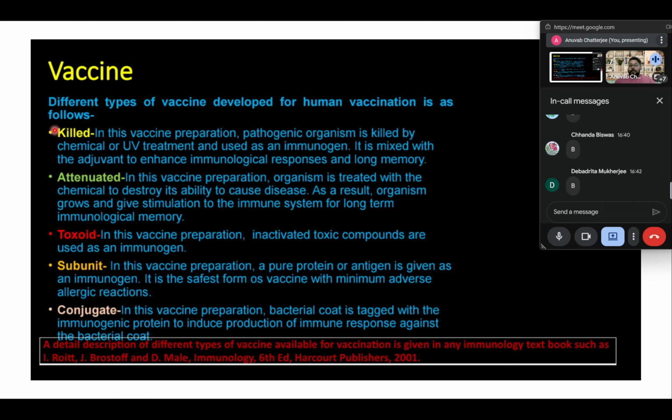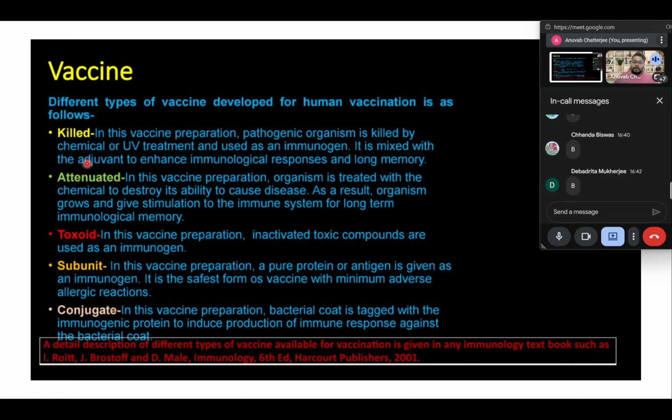The ones that were previously used involved killed bacteria. In killed bacterial preparations of vaccines, the pathogenic organism is killed by chemical or UV treatment and used as an immunogen. The body does not care if the foreign organism is alive or not. As long as it has different molecules, such as cell surface proteins, that it can detect as foreign, it will produce the primary response. So even a killed bacteria can be used to produce a primary response. It is mixed with adjuvant to enhance immunological responses and long memory.